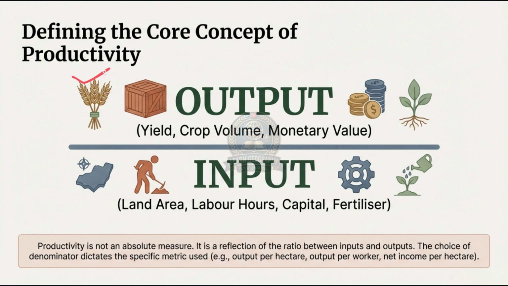Productivity is not an absolute measure. It is a reflection of the ratio between inputs and outputs. The choice of denominator dictates the specific metric used. Example: output per hectare, output per worker, net income per hectare.